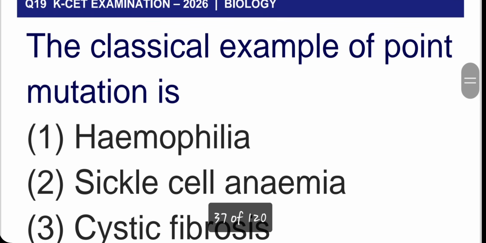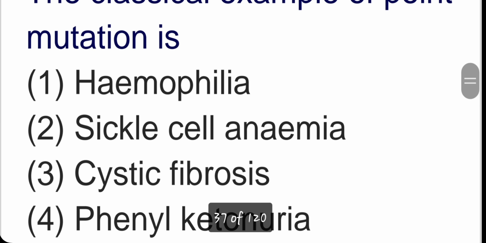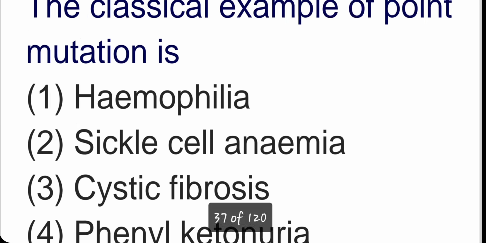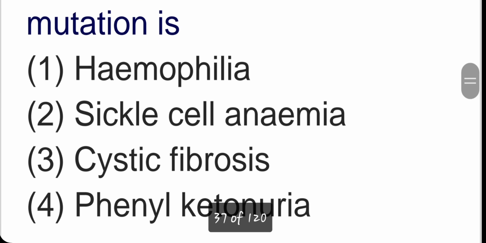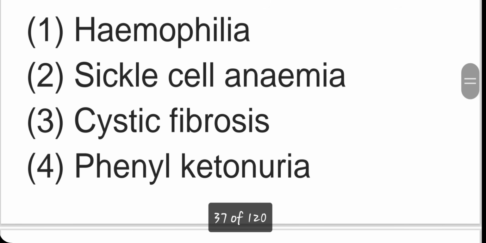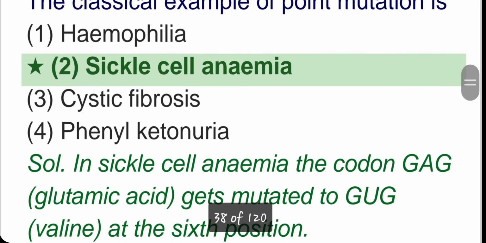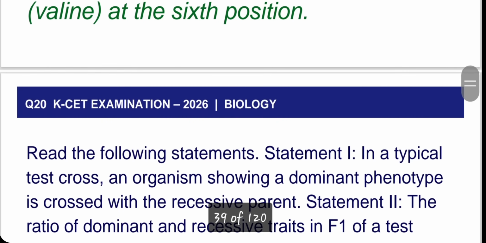The classical example of point mutation is among hemophilia, sickle cell anemia, cystic fibrosis, phenylketonuria. A point mutation is one wherein a single nitrogenous base change causes it. In sickle cell anemia, the codon GAG, glutamic acid, gets mutated to GUG, valine, at the 6th position. So sickle cell anemia is a classic example of point mutation.